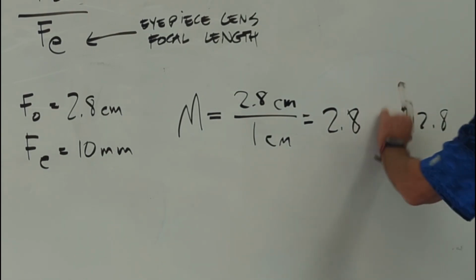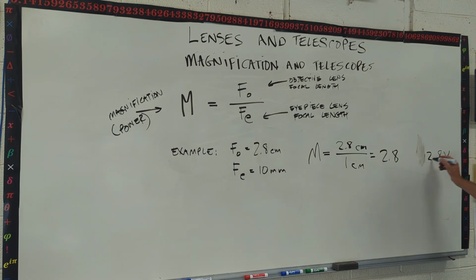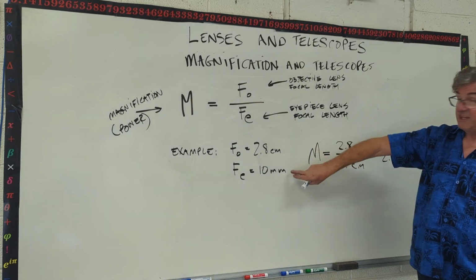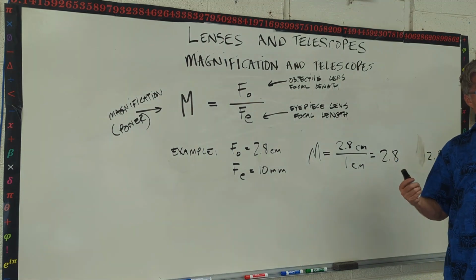Oh, I'm sorry, they do 2.8x. That's the standard for that. So the magnification with these lenses is going to be 2.8 times. So almost 3 times bigger.